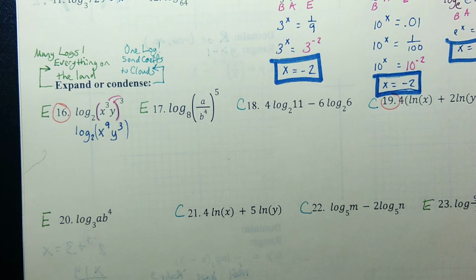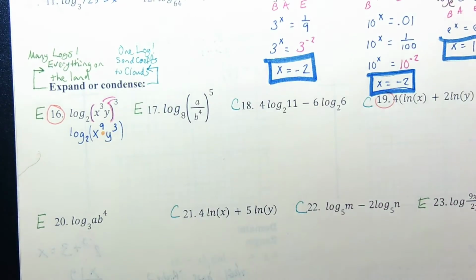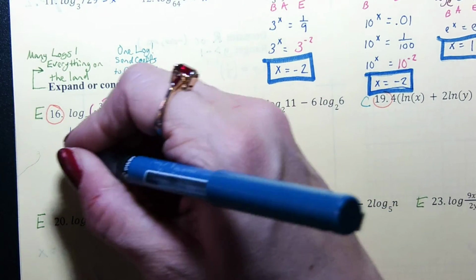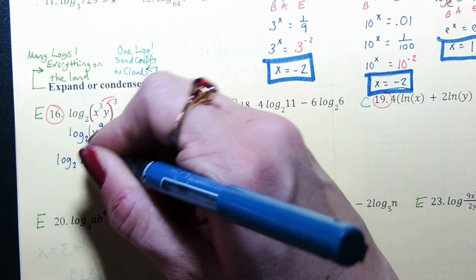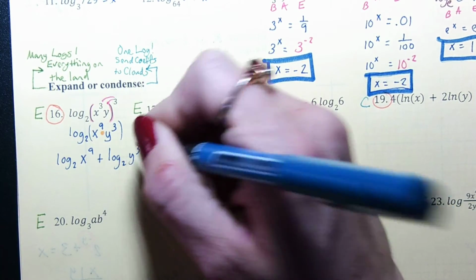There are multiple ways you could have done this one. You could have put that 3 out in front of the log first, but I think it's a little bit easier to handle it as part of simplifying first. Next, we want to twist this log apart and expand it into 2 logs. There is multiplication going on in the answer part, so we are going to twist it apart or expand it using addition. So log base 2 of x to the 9th plus log base 2 of y to the 3rd.